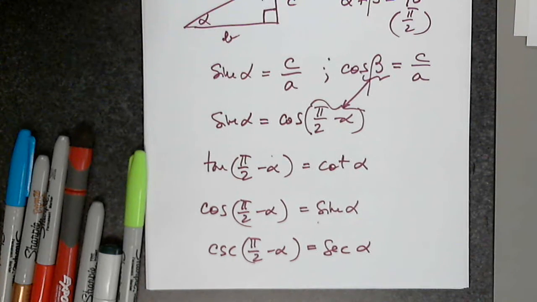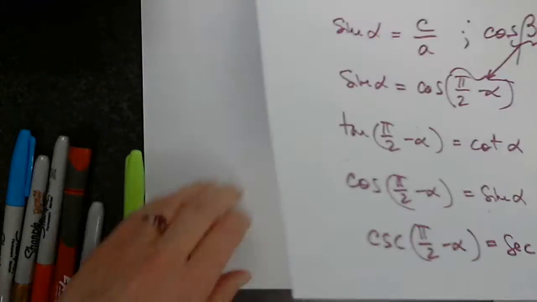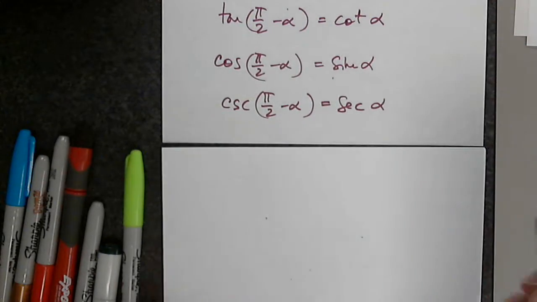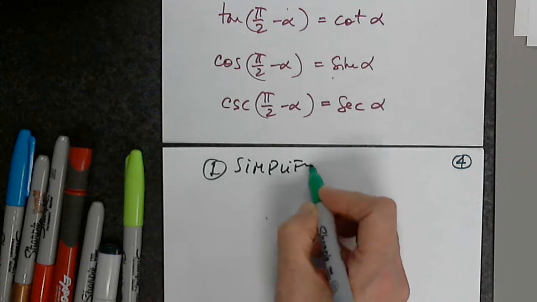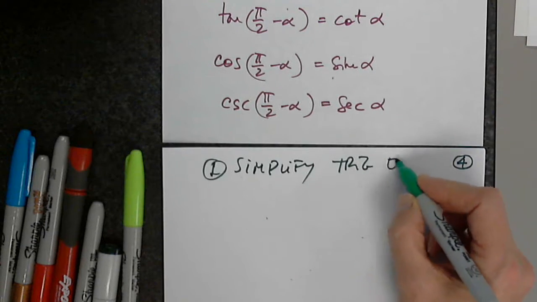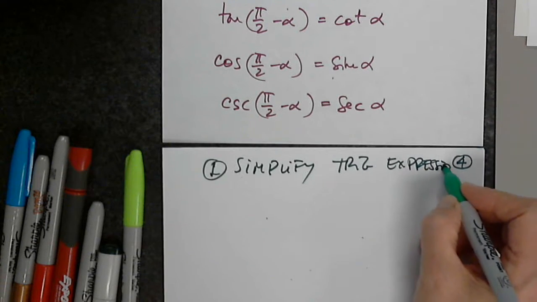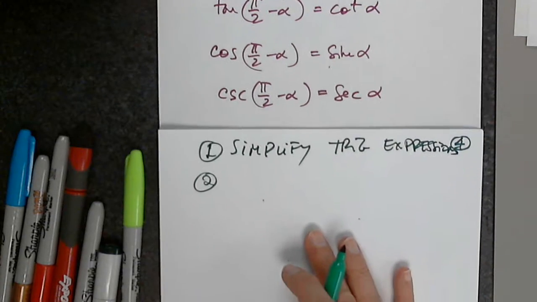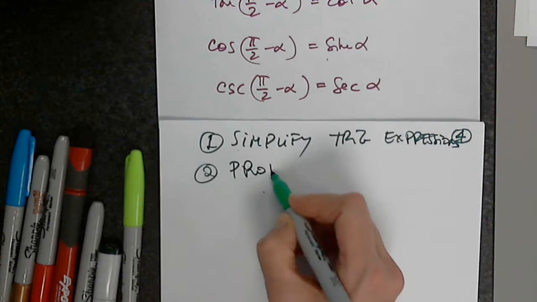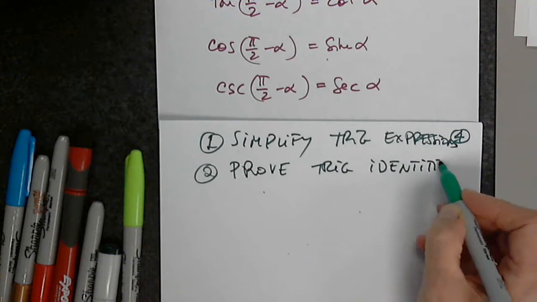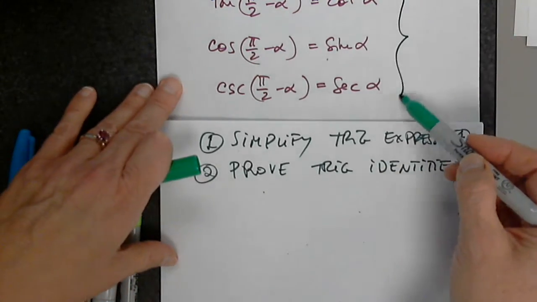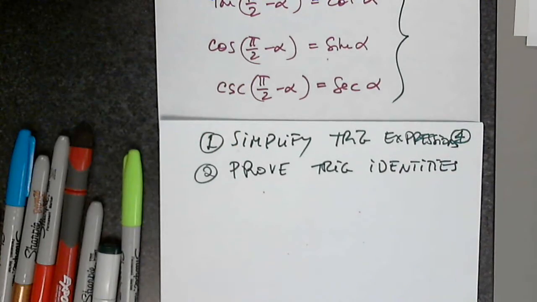Okay? Now, what I would like to do is simplify trig expressions. Two topics here. Topic number one, simplify trigonometric expressions. And number two, which is very important, prove trig identities. These are trig identities. I'm going to let you choose one in a minute. But we can't do this right now till we get to section 7.2.